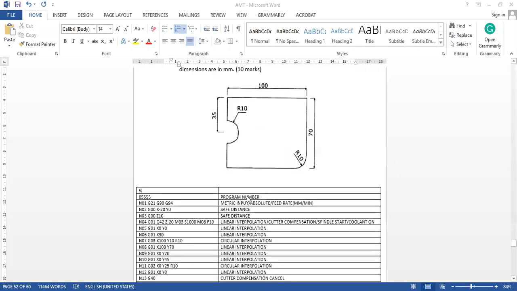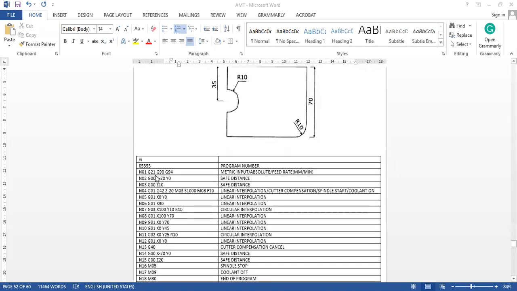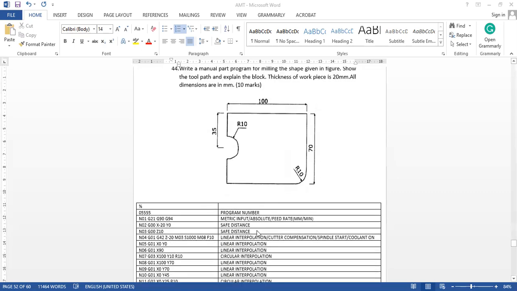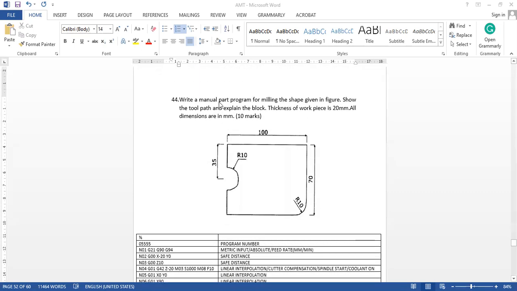So here you can see the explanation of each block. O555 means program number, like that. N18 M30 means end of the program. N17 M09, coolant off. So you have to explain each block. So that is the manual part program for milling the shape.